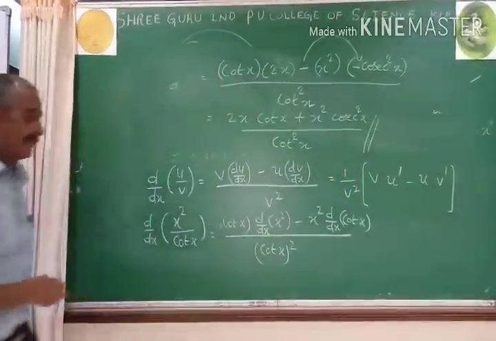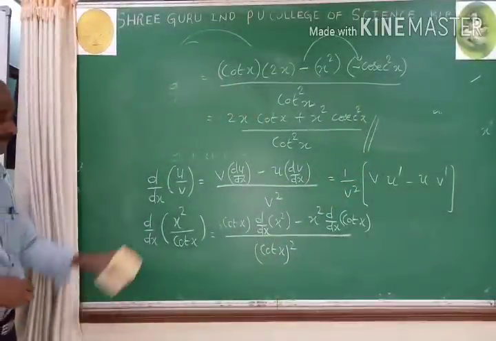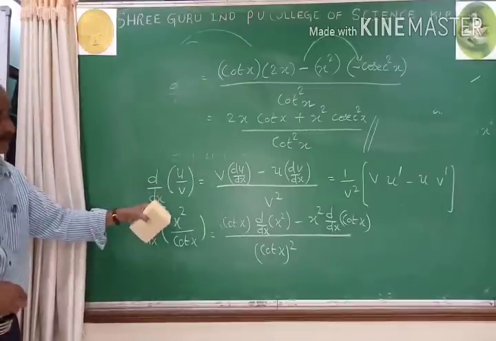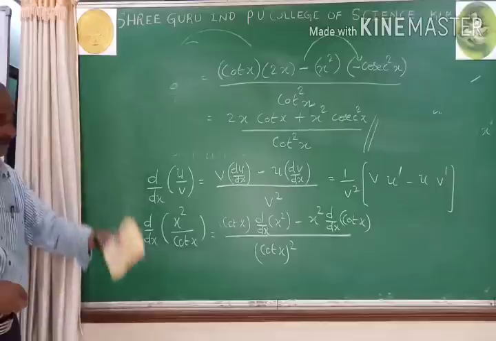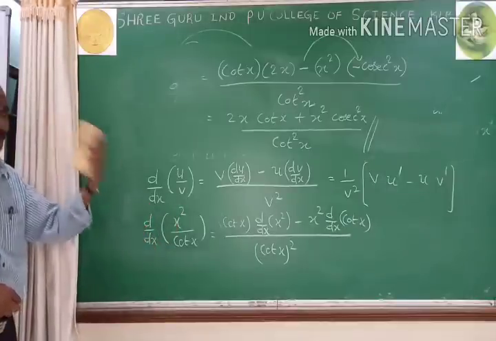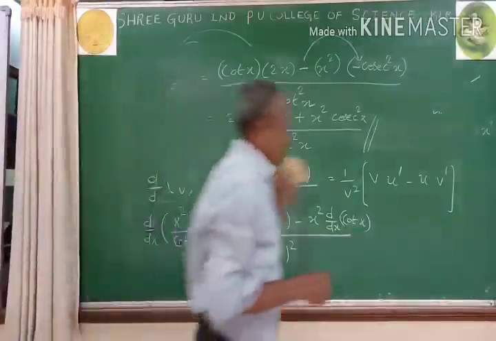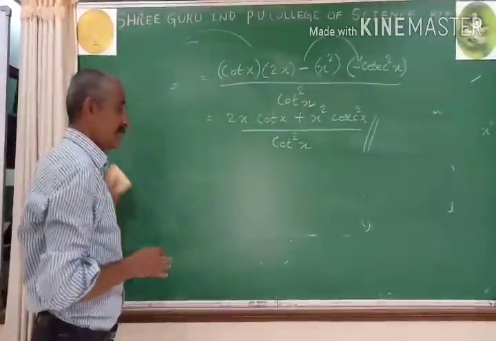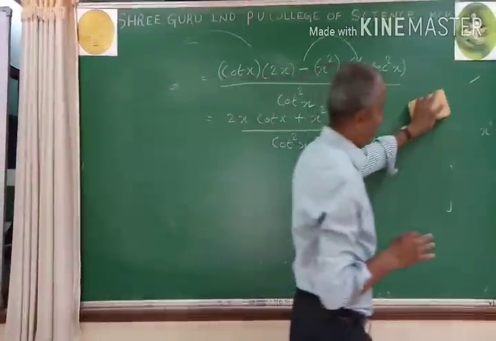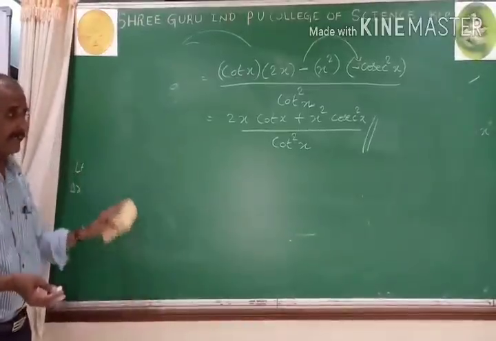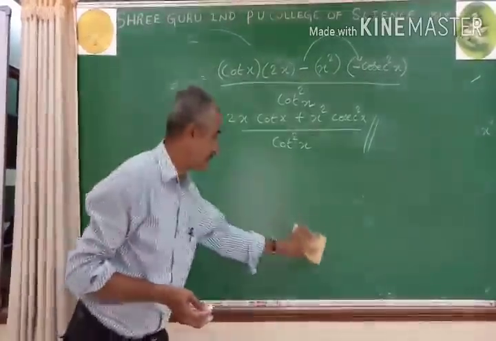This is the final answer for the differentiation of x square divided by cot x. As I said, even this problem can be solved by the product rule, taking 1 by cot x as tan x. That also can be done. So, especially in differentiation, what is important is the rules and formulas. If you are aware of rules and formulas, you can easily handle any problem of differentiation.